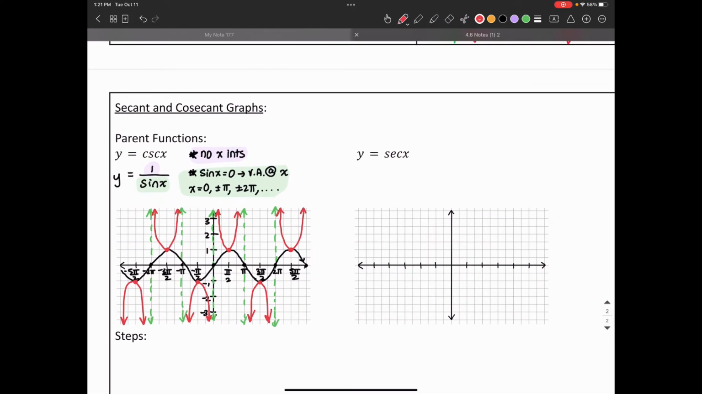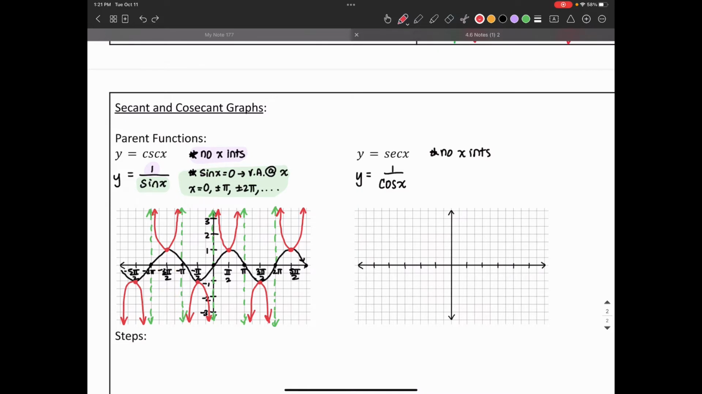For secant, I know that I can rewrite that as y is equal to 1 over cosine of x, which means still no x-intercepts. And that's another reason why I know that I'm not going to be drawing this downwards, because then I would have x-intercepts.